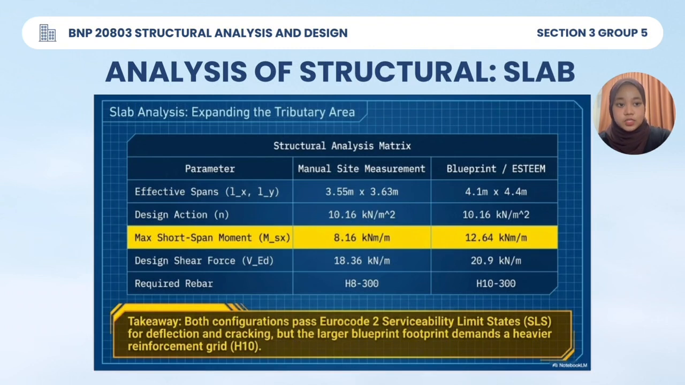For the design shear force, manual site measurement is 18.36 kN per meter and the STM 20.9 kN per meter. For required rebar, manual site measurement is H8 at 300 and STM is H10 at 300. So both configurations pass with regard to serviceability limit states for deflection and cracking, but the larger blueprint footprint demands a heavier reinforcement grade, which is H10.